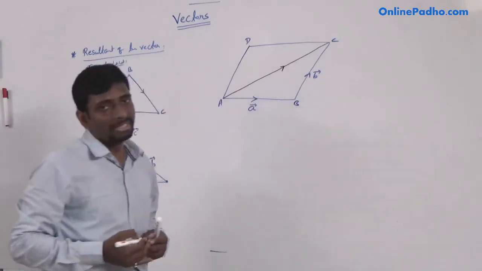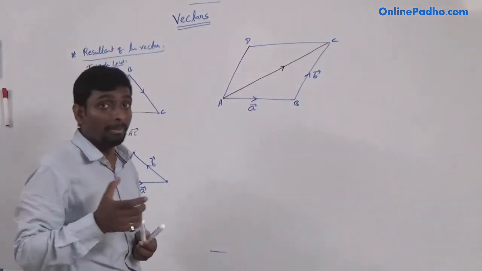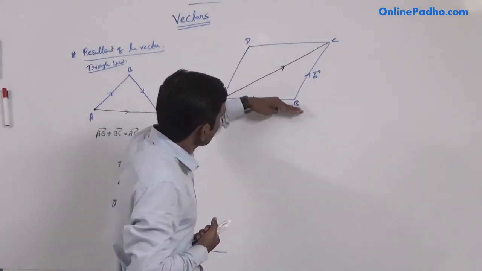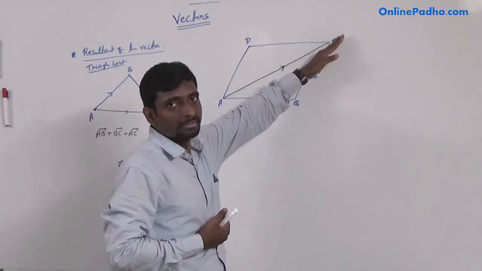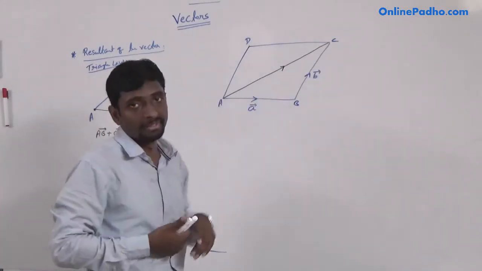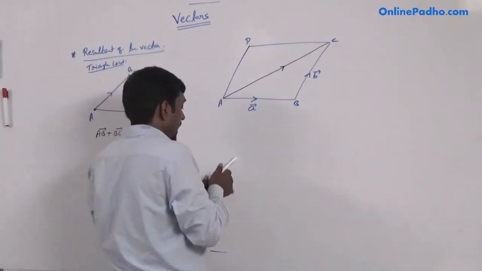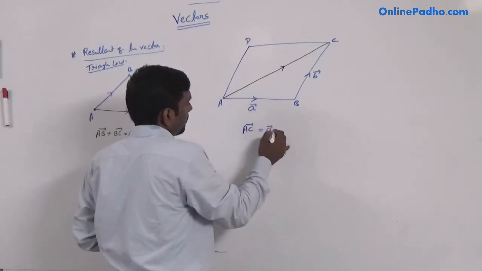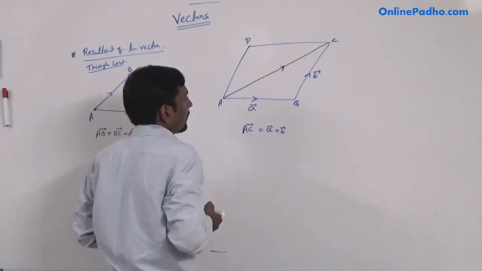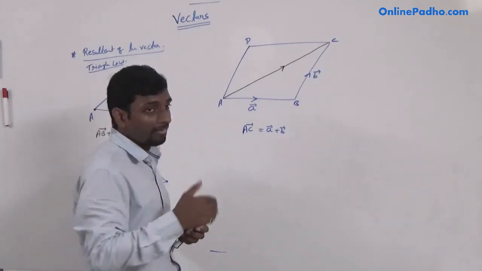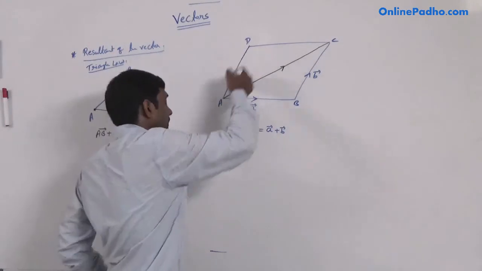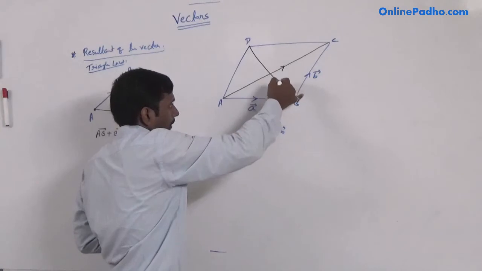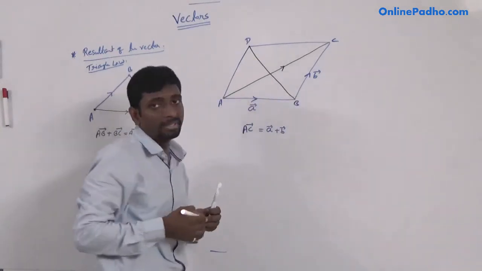Now what do we mean by AC vector? AC vector is just A vector plus B vector. This is called the AC vector, right? So the first diagonal AC vector can be written as A vector plus B vector. Now what about the BD vector? Let us see, if we draw another diagonal, that is BD, what about the BD vector?